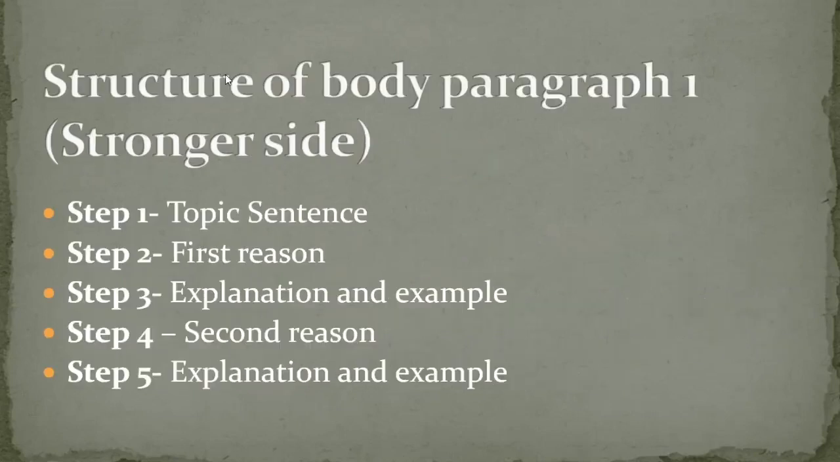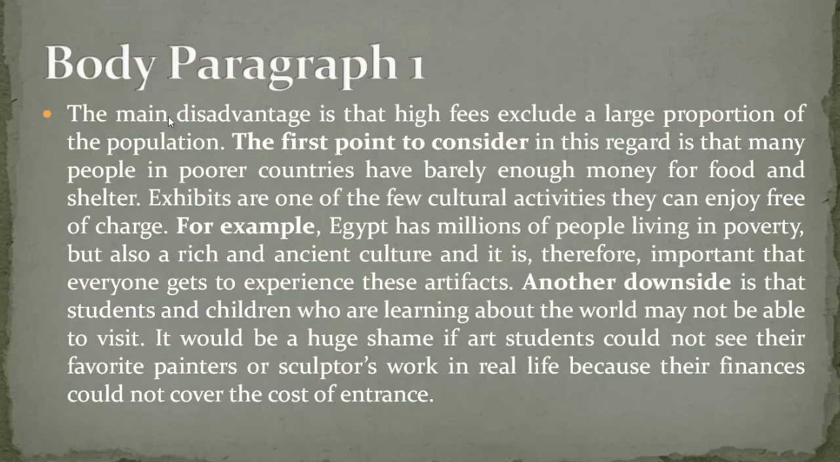Okay. Now, body paragraph 1, the stronger side, what do you do? You write a topic sentence, and then the first reason, and then explanation and example, and then the second reason, and then explanation and example. You need to do this. You have to have 2 reasons, because this is the side that you support. So you have to have more reasons than the other side, which you don't support. 2 reasons here, 1 reason there.